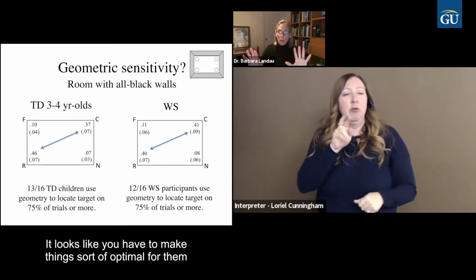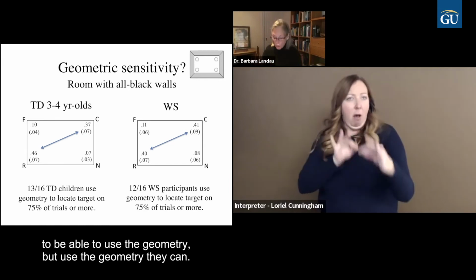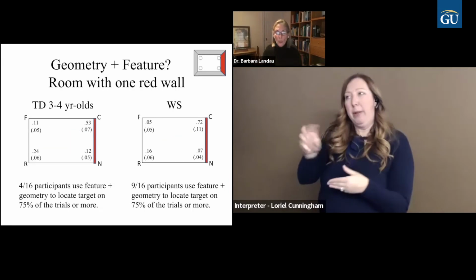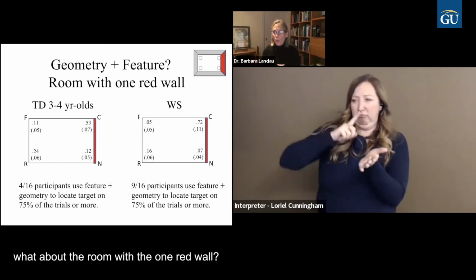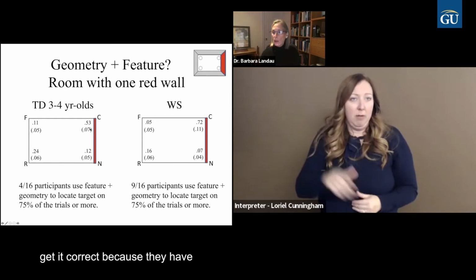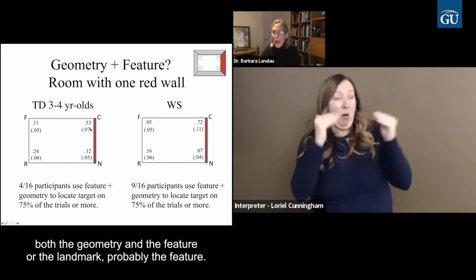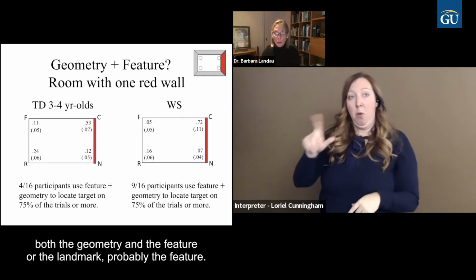It looks like you have to make things sort of optimal for them to be able to use the geometry, but use the geometry they can. Then we asked about the feature. What about the room with the one red wall? So here, remember that adults will absolutely get it correct because they have both the geometry and the feature or the landmark, probably the feature.